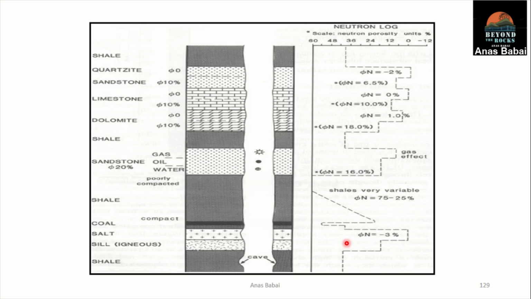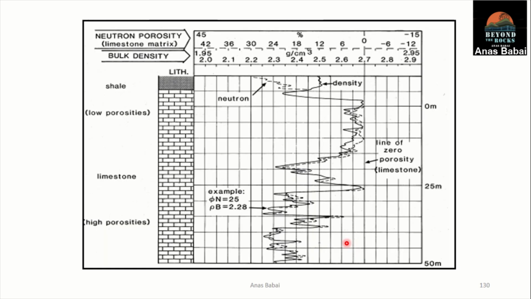This is also another example of the response of the neutron and density. The crossover in shale: the neutron to the left, density to the right. You might have noticed that the response of the neutron and density in shale is similar to that in dolomite. So in this case, to differentiate between shale and dolomite we use the gamma ray. We will see a high gamma ray value in the shale interval, and a low gamma ray in dolomite.